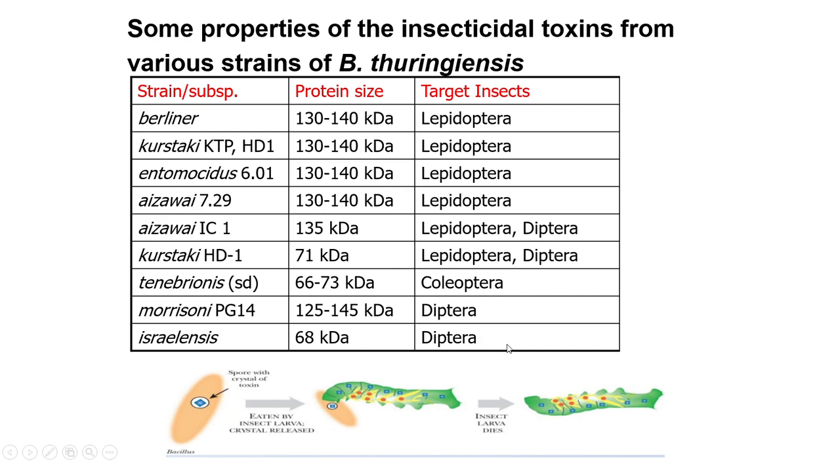So there are several strains of Bacillus thuringiensis available, and they produce different types and different sizes of protein. Some are bipyramidal, some are cuboidal, some are oval, they have different shapes, and each protein has a specific target.